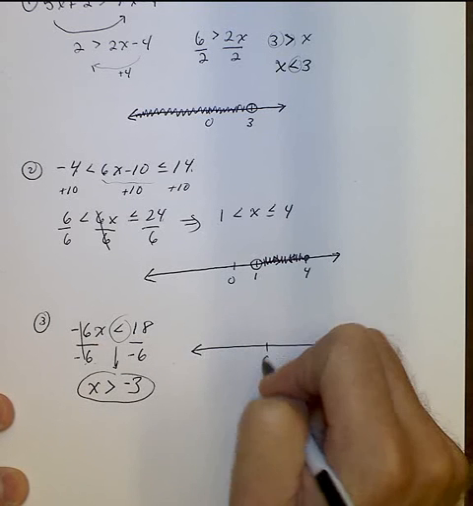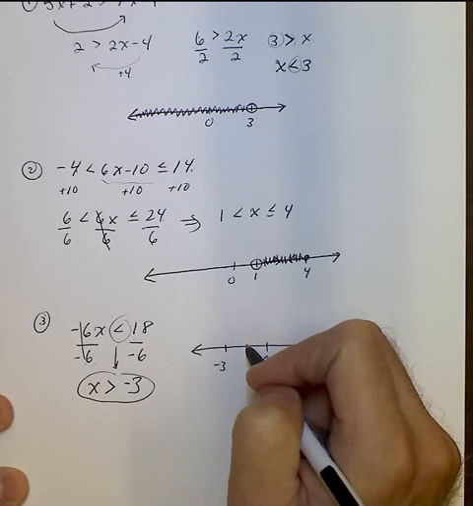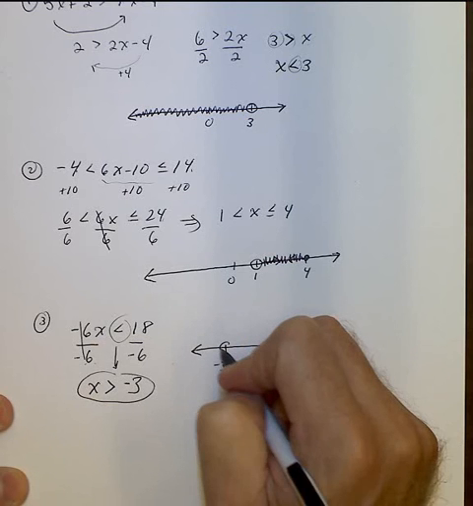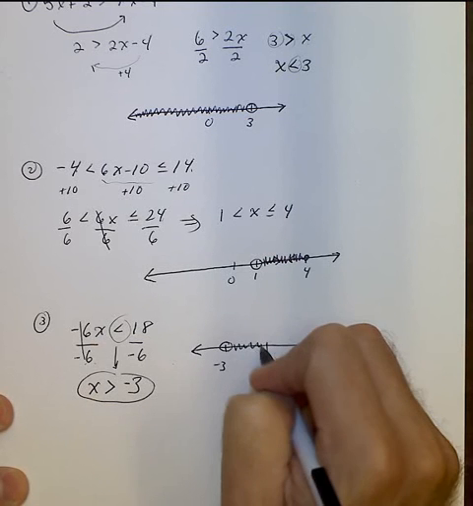So in this problem, we'll end up with x is greater than negative 3. Here's 0, here's negative 3. We're talking greater than, so it's an open circle, and greater than means it's this direction. So that would be your answer.